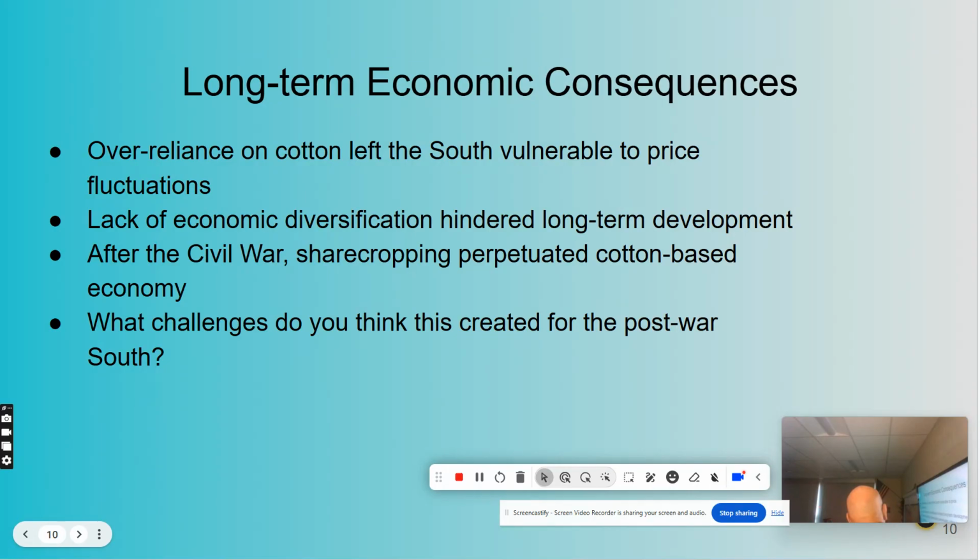All right, more on that later. Long-term economic consequences in the South. An over-reliance on cotton is going to leave the South vulnerable to fluctuations in price. Okay? If the price of cotton drops globally, what's going to happen to Southern planters?